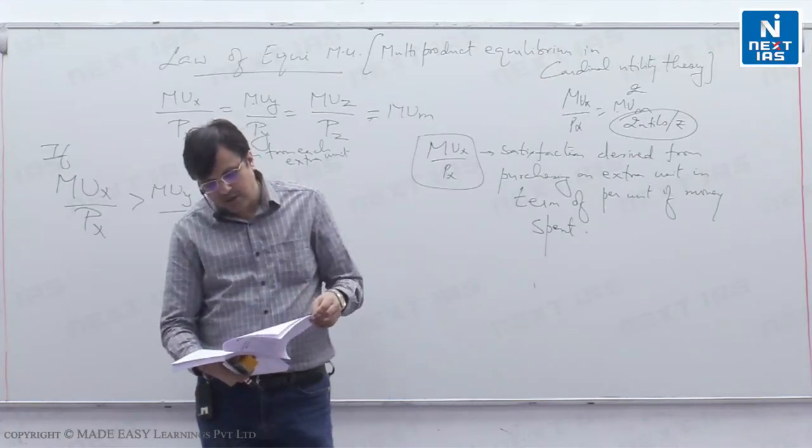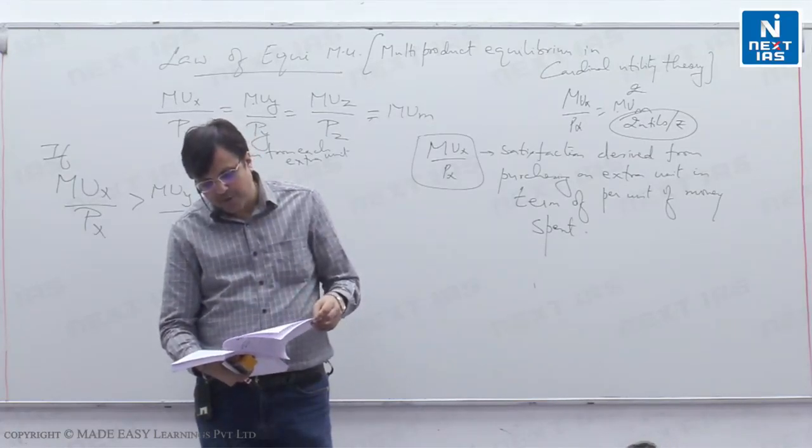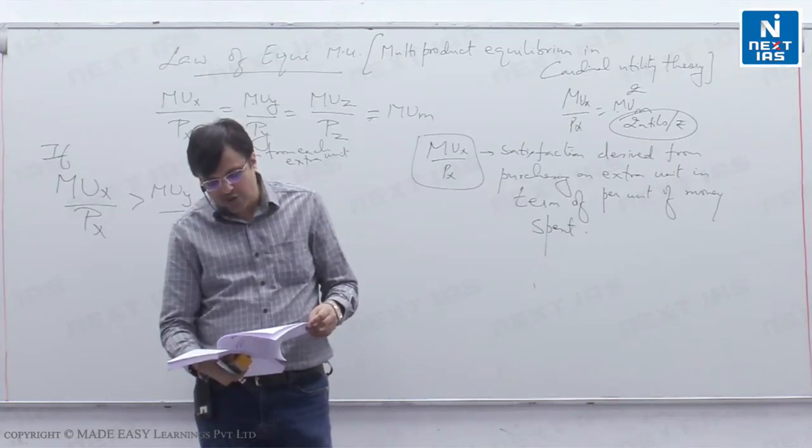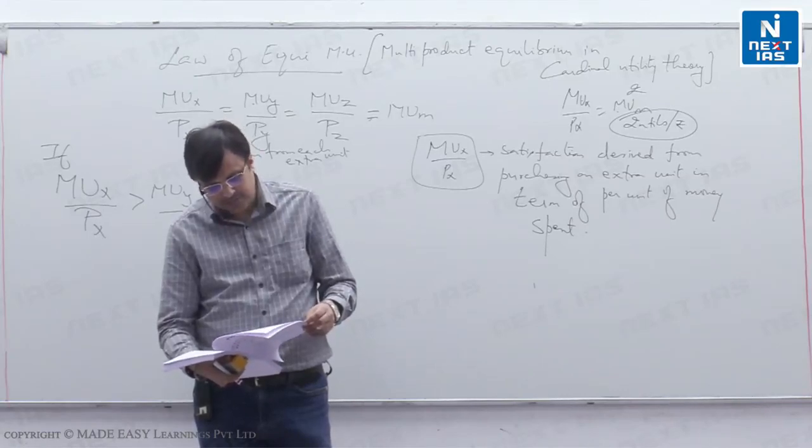That is, according to the law of equimarginal utility, a consumer will distribute his money income between the commodities in such a way that the utility derived from the last rupee spent is always equal, and the good remains the same when all income is spent by the consumer.